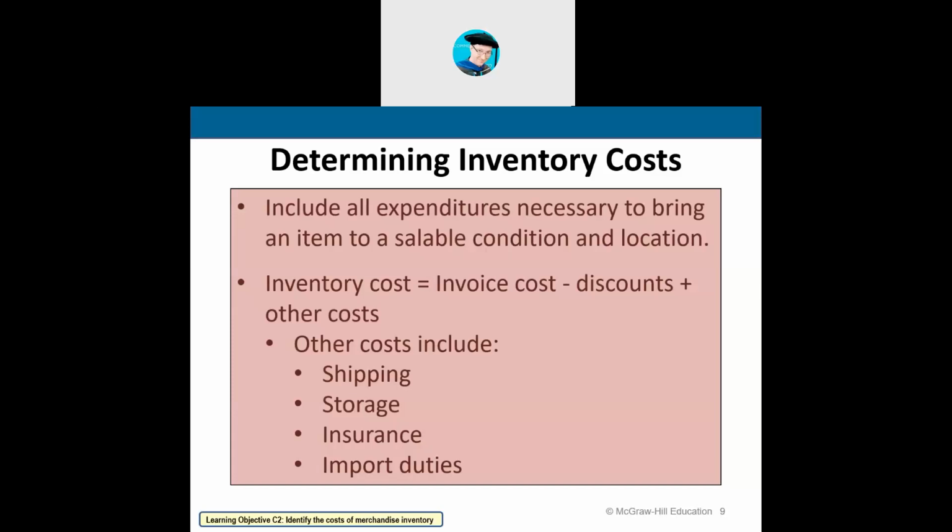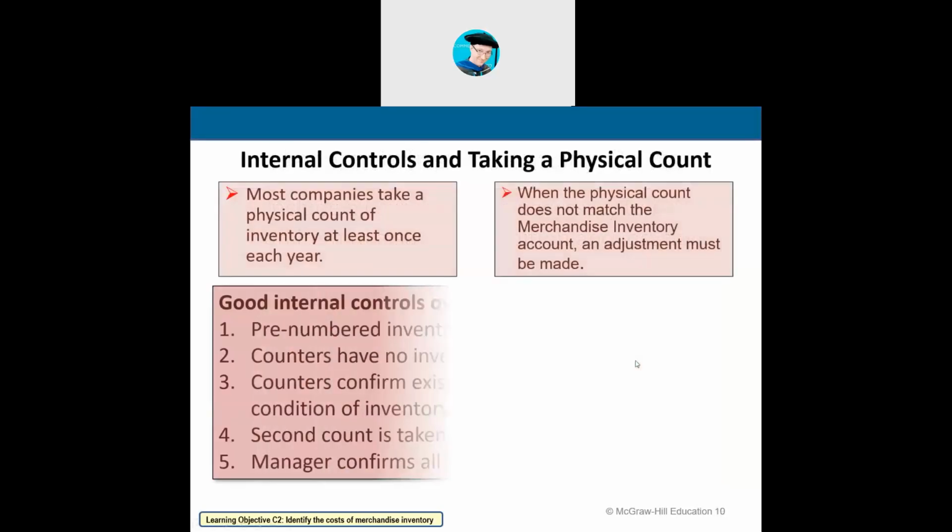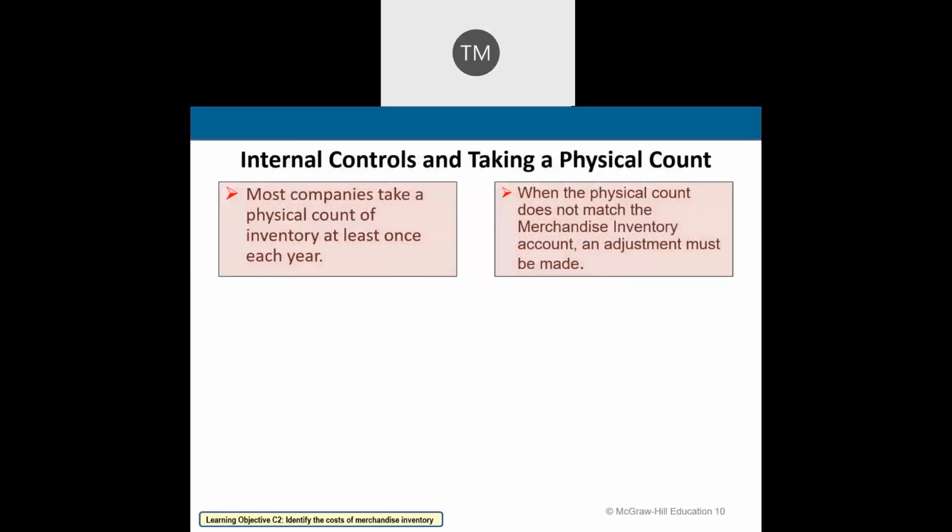Then we have things called import duties. If you're importing, that means that you're purchasing a product from another country. You have to pay what's called import duties. A duty is a fancy word for taxes. You have to pay a tax on top of something that's being imported into the country. Not always, but most of the time. So all of those things together equal the total cost of inventory.